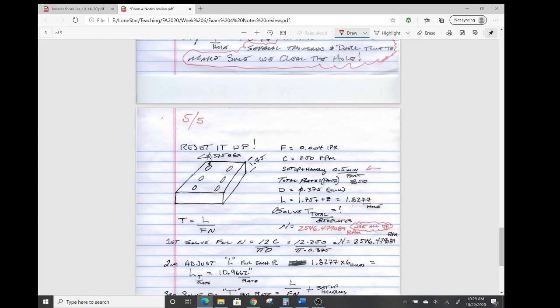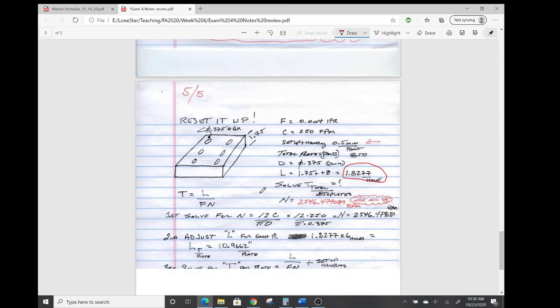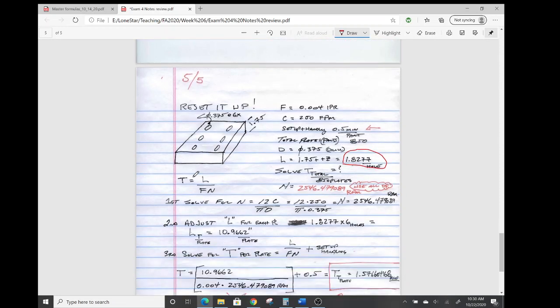Now that we've calculated our additional length, remember this is our additional length per hole. And so our feed rate hasn't changed. This is our cutting speed. Setup and handling is 0.5 minutes per part. Our total plates is 850. Our drill diameter is this, and this is our total length. So we're going to solve for the total time. So time is the length divided by the feed rate divided by the N.